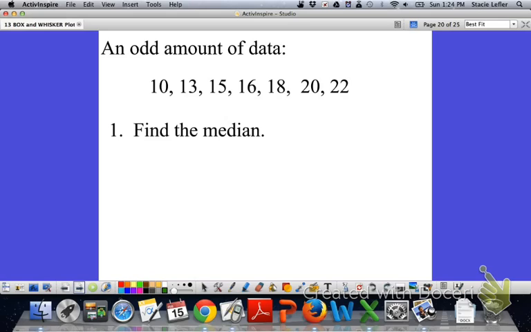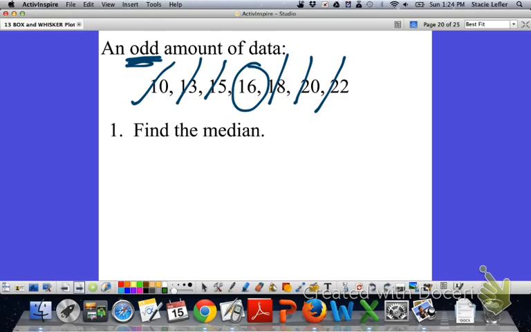Okay, here's another set of data that we're going to make together on your handout. The difference in this one is that there's an odd amount of data. So when we cross off to find the median, we end up with only one number in the middle. So the median here is 16.